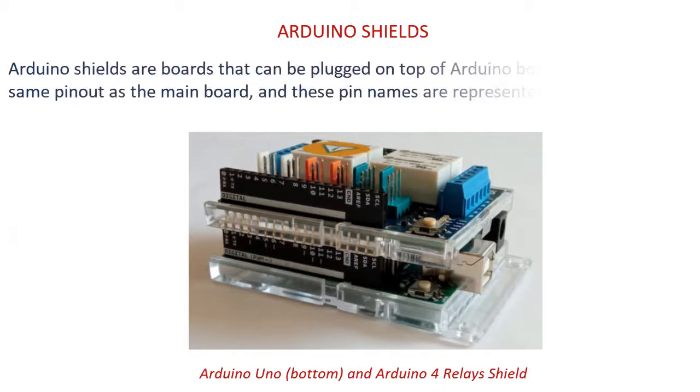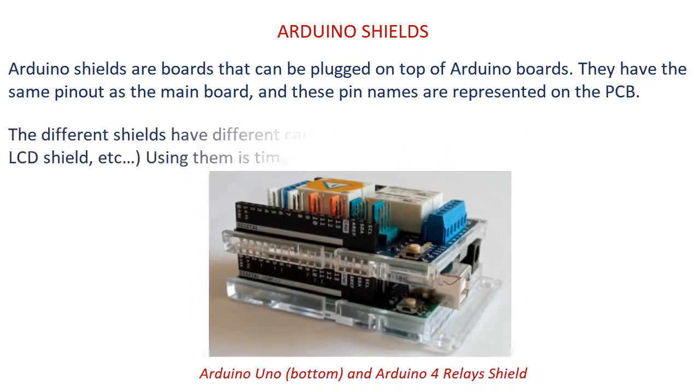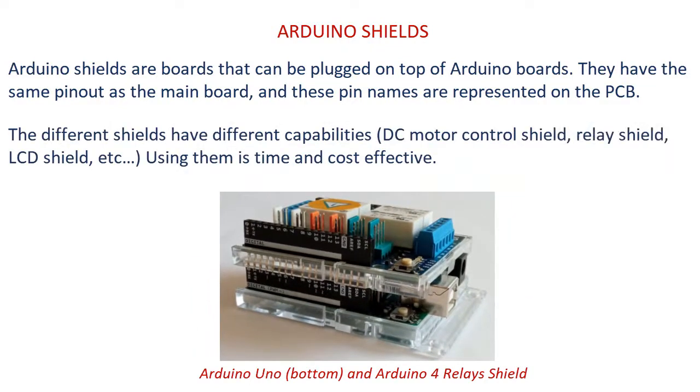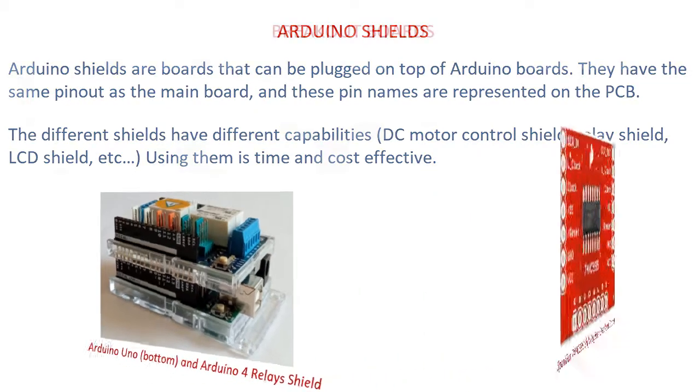Arduino Shields. Arduino Shields are boards that can be plugged on top of Arduino boards. They have the same pinout as the main board, and these pin names are represented on the PCB. The different shields have different capabilities: DC motor control shield, relay shield, LCD shield, etc. Using them is time and cost effective.